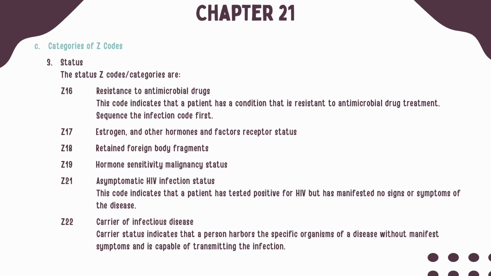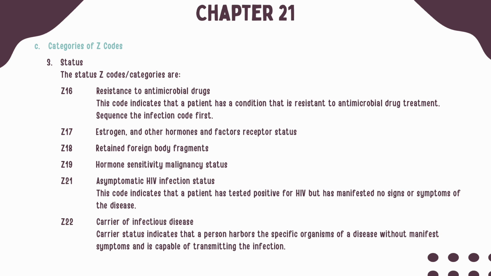Category Z18 for retained foreign body fragments will indicate the type of foreign body that is retained. Category Z19 for hormone sensitivity malignancy status indicates whether the malignancy is hormone sensitive or resistant. You should always code first the site of the malignancy according to the table of neoplasms.